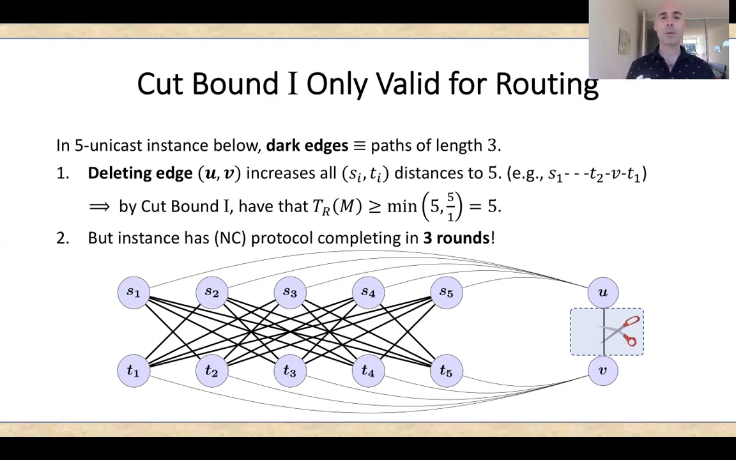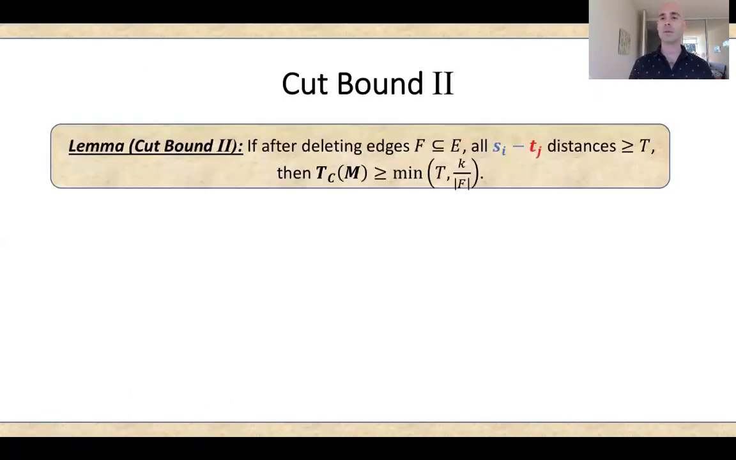So the natural strengthening of this bound to make it also applicable to coding is to require that all the SI-TJ distances increase. That's exactly what we do in cut bound 2. So the claim is if after deleting a small number of edges, all the SI-TJ distances increase to be at least T, then the coding time for this instance is at least the minimum of T and K over F.